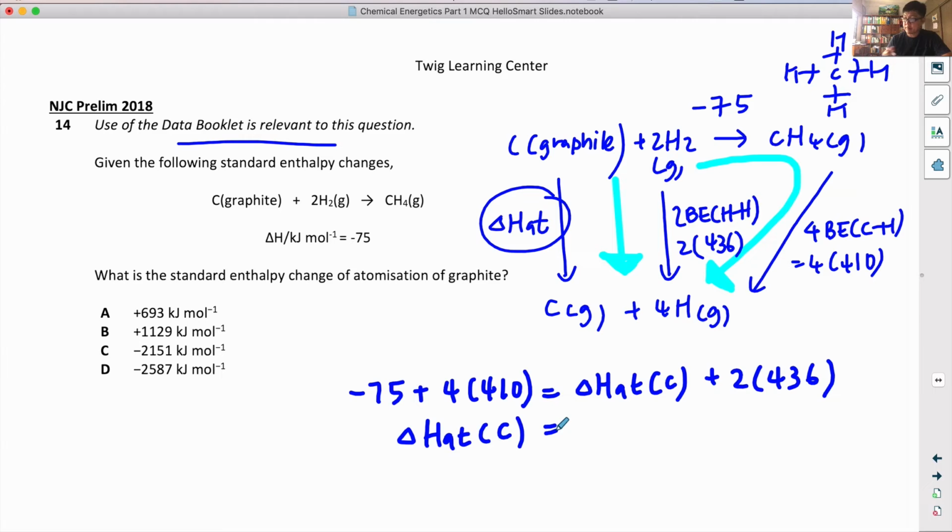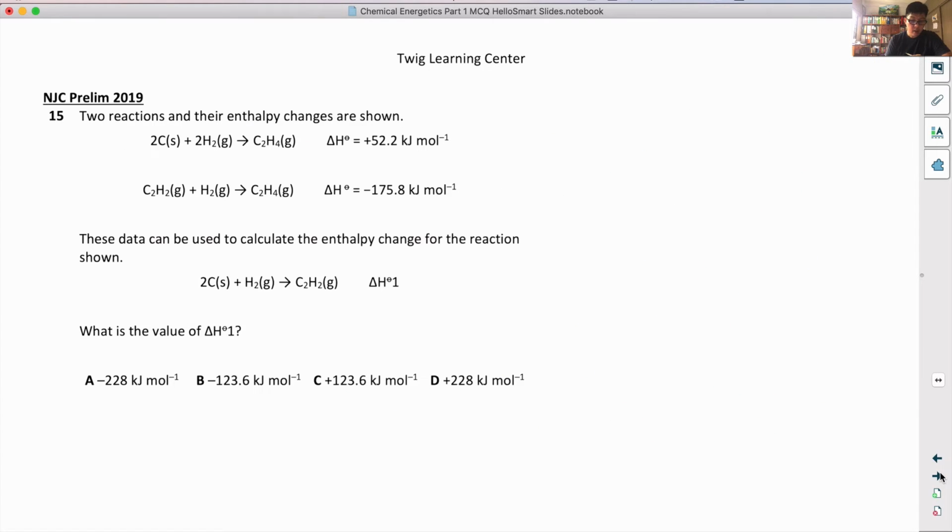Atomization of graphite. If you work it out, you should get a value of plus 693 kilojoules per mole. So the answer will be A. That's the answer for question 14. Let's move on to question 15.